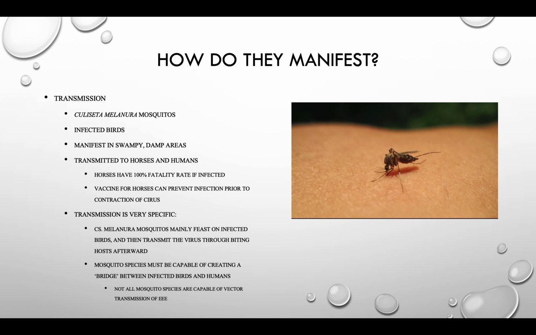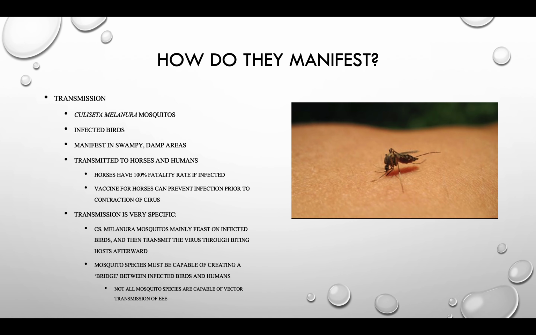How do they manifest in the body? They are transmitted through mosquito bites. Very specific mosquitoes feast on infected avian species, so infected birds. Mosquitoes bite them and pick up the virus. The mosquito then transmits the virus by feasting on another uninfected host. The virus goes into the blood of either a human or, in this case, a horse. This is equine encephalitis. And the blood goes directly throughout the whole body and affects the host.